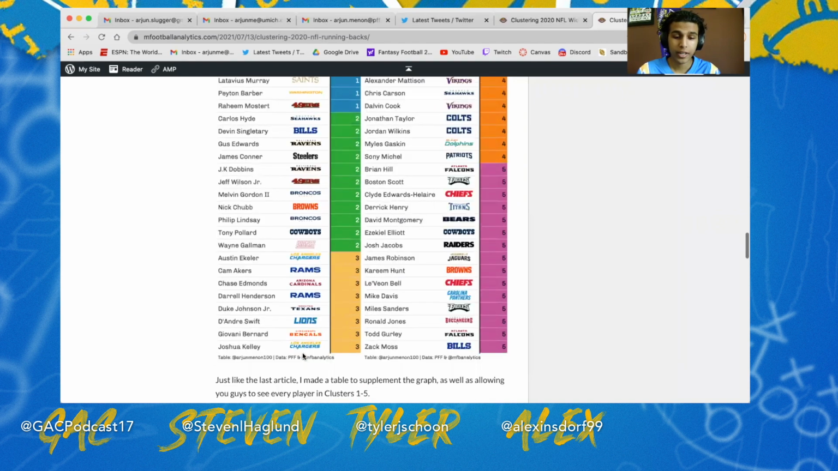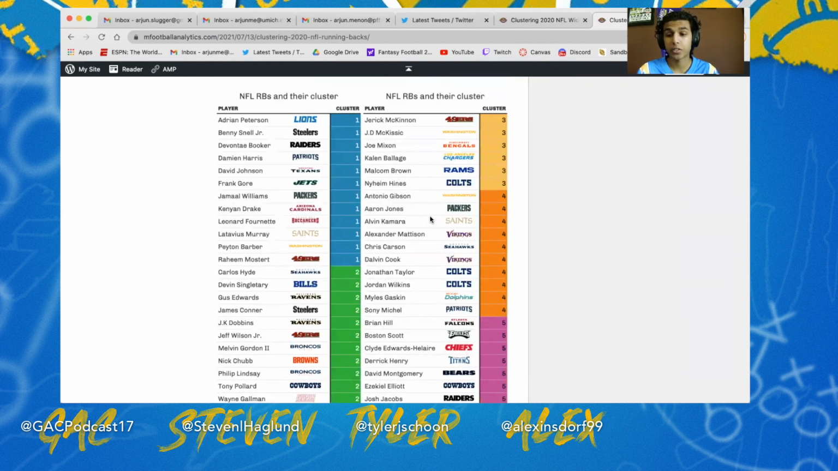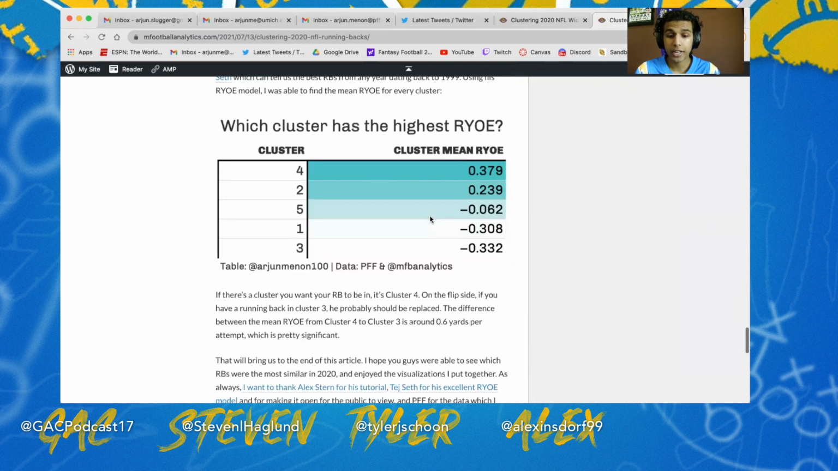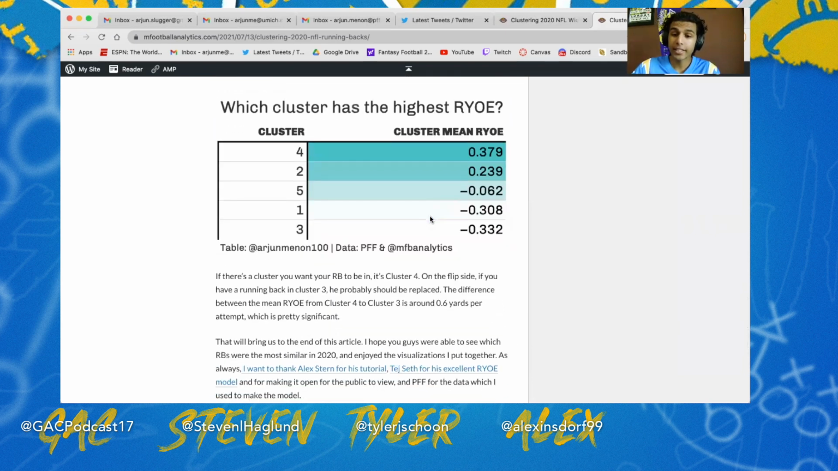Now, again, Ekeler, Kelley, and Ballage fell into this cluster where it doesn't seem like there's a lot of good running backs. And so I checked it out, right? I checked out which clusters have the highest rushing yards over expected on average. And, surely enough, cluster 3, which is the cluster that all the Chargers running backs are in, has the worst mean rushing yards over expected. So this cluster that Ekeler, Kelley, and Ballage were in was the worst cluster when it came to running the ball. Now, again, running back play is mostly dictated by offensive line play and the number of defenders in the box, but it's still pretty sad to see that those 3 fell into a cluster where it doesn't seem like there's a lot of good running backs, because there isn't.